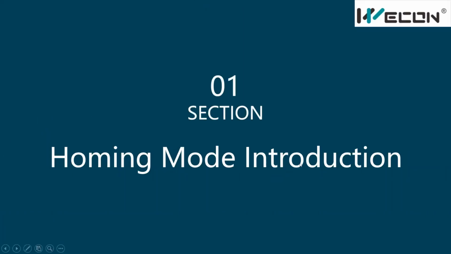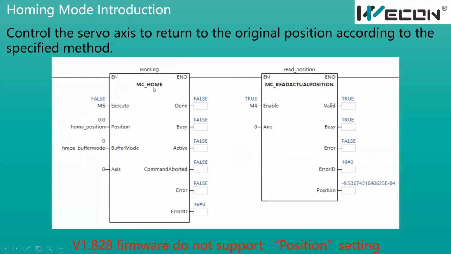First, homing mode instruction. Introduction. Here, this function block is used to control the servo axis to return to the original position according to the specific mode. Here, for VD3, we support 35 home modes.